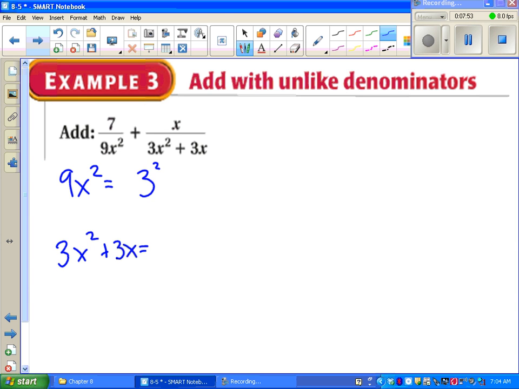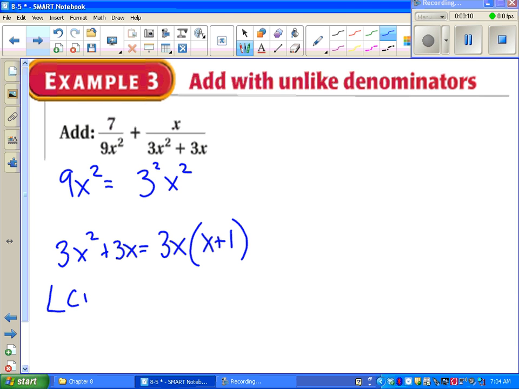Hopefully you ended up with something like 3 squared x squared. And on the bottom it looks like I could take out a 3x. I'm left with x plus 1. 3 doesn't factor any further, so that's as far as I can go.